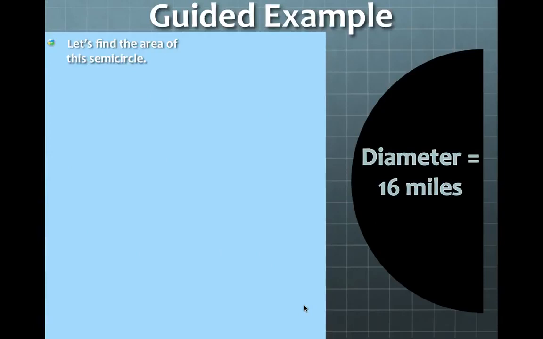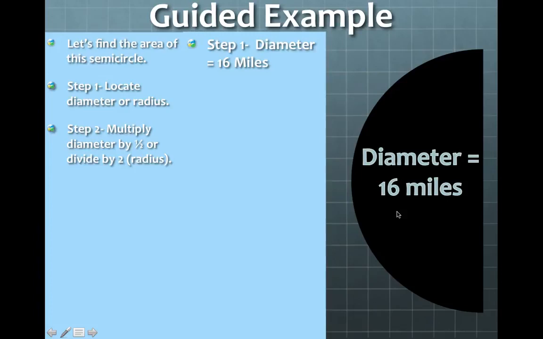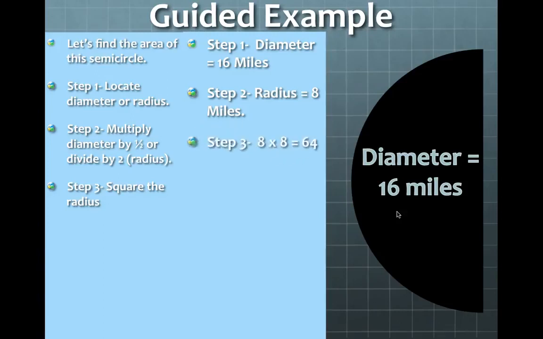So here's a guided example. Let's find the area of this semicircle to the right. Step 1, locate the diameter or radius. It has a diameter of 16 miles. Multiply the diameter by 1/2 or divide by 2 to get it to a radius. Very easy. All of you should know how to do that. It is a radius of 8. And now I need to square the radius. This is another thing everyone needs to know. 8 times 8, or 8 squared, equals 64.